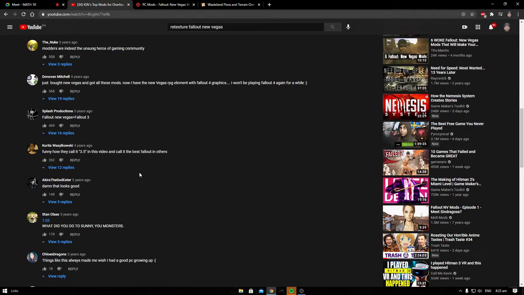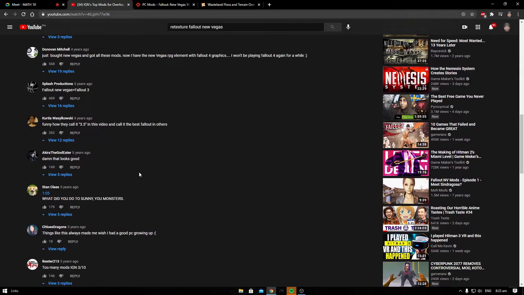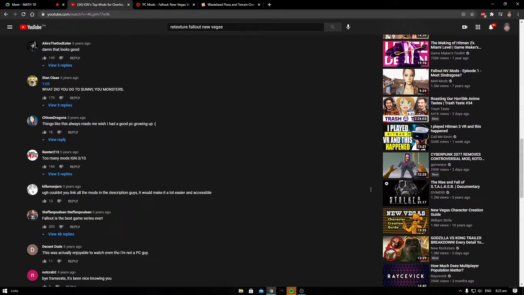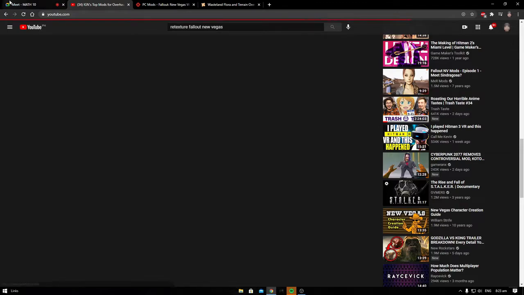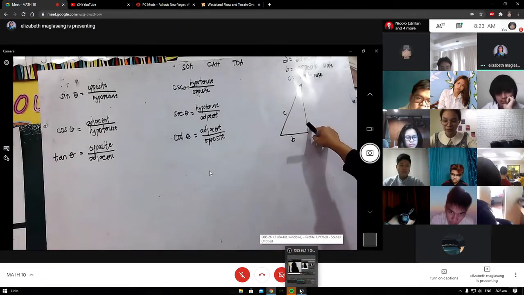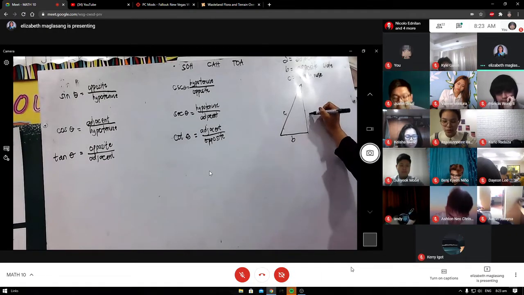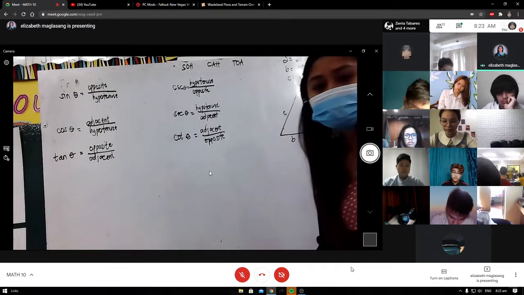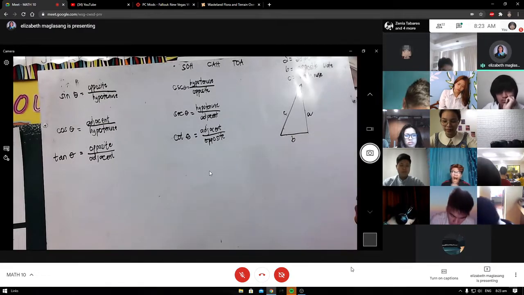What if the angle, or the theta, is here? This one is B, and this side is adjacent. So again, it depends on the theta, class.